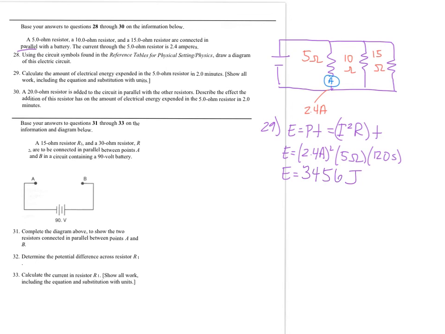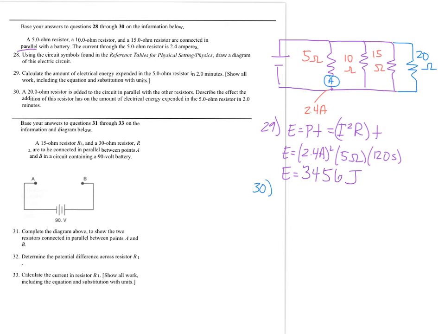Number 30. A 20 ohm resistor is added to the circuit in parallel with the other resistors. Describe the effect the addition of this resistor has on the amount of electrical energy expended in the 5 ohm resistor in 2 minutes. So let's say here, I'm going to put in this drawing right here. We're going to add another resistor here, 20 ohms. And we're going to figure out what kind of effect it has on the other branch.